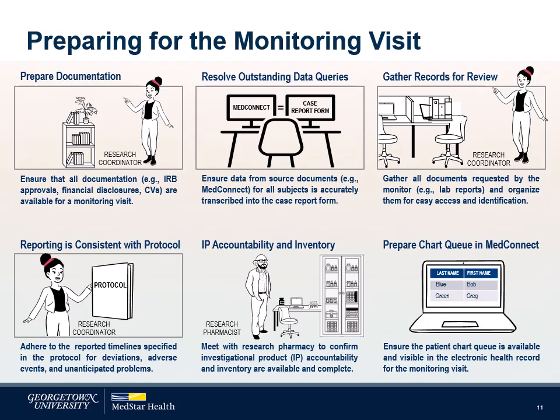Adhere to the reported timelines specified in the protocol for deviations, adverse events, and unanticipated problems. Meet with research pharmacy to confirm investigational product accountability and inventory are available and complete. Ensure the patient chart queue is available and visible in the electronic health record for the monitoring visit.